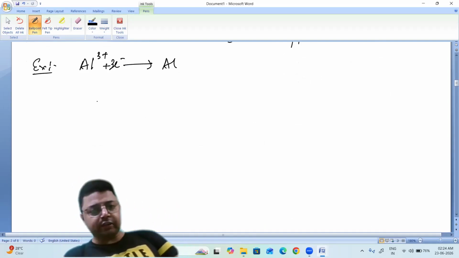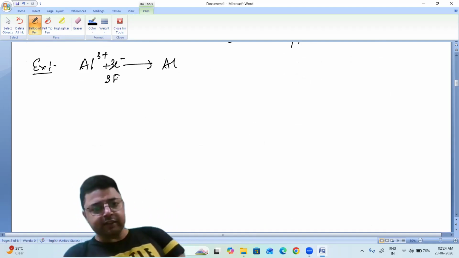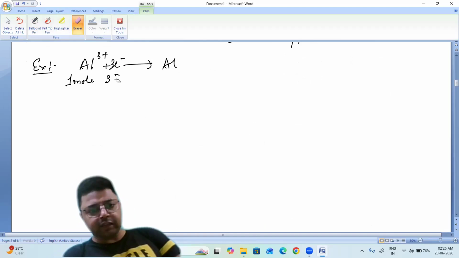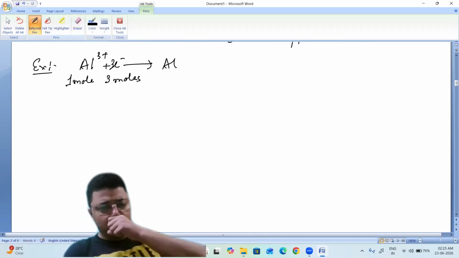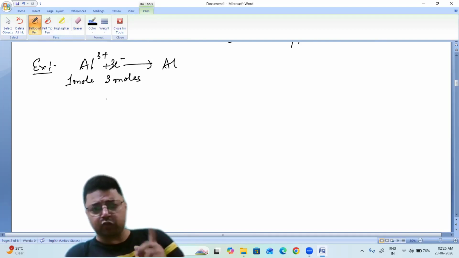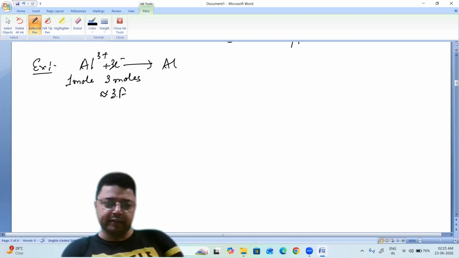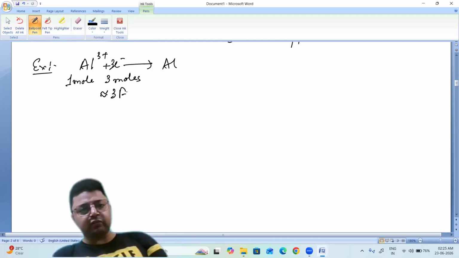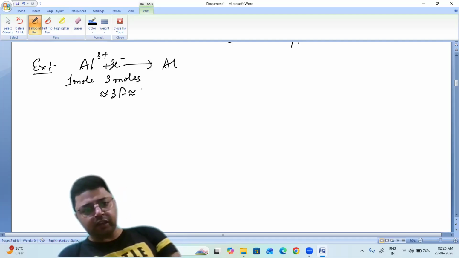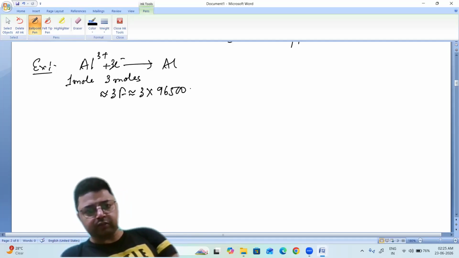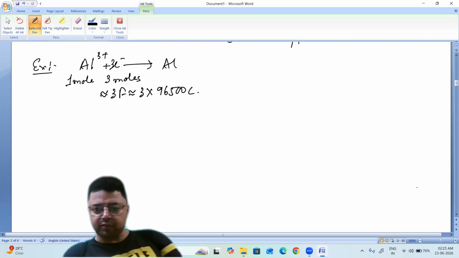That means you have to understand that it requires 3 electrons to produce this aluminium. So 3 electrons means 3 Faradays, because for 1 mole of Al3 plus, 3 moles of electrons are required. So 1 mole of electrons is 1 Faraday, 3 moles of electrons will be 3 Faraday. Faradays are represented with F, meaning 3 into 96500 coulombs.